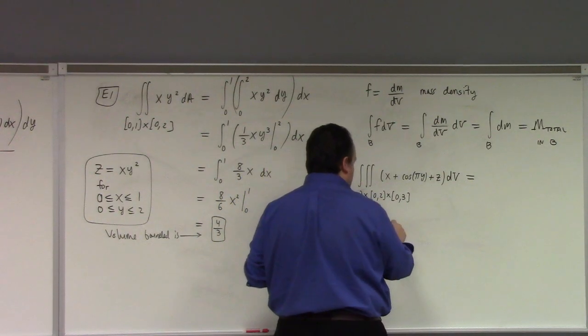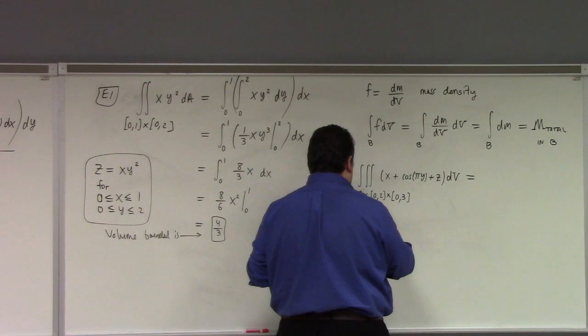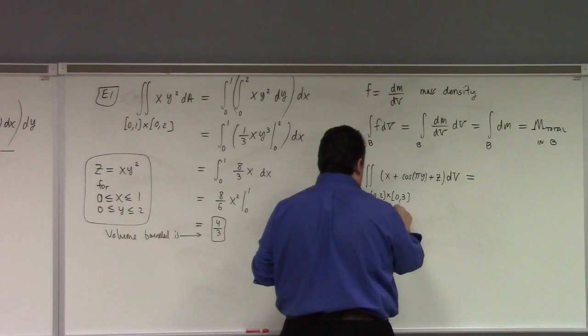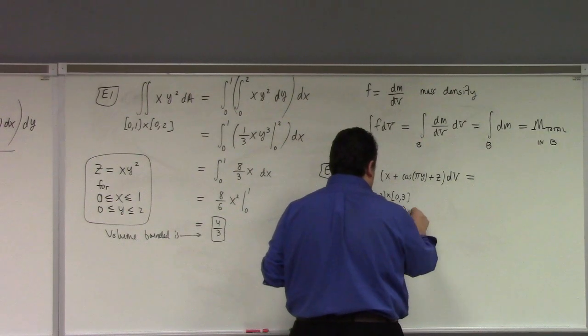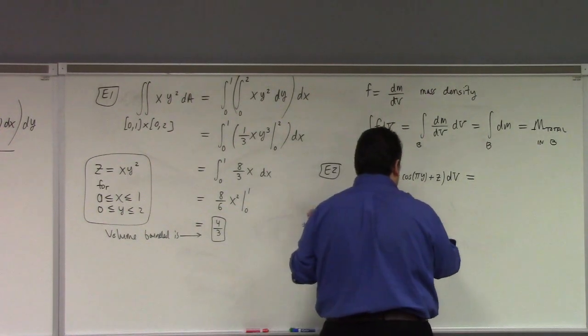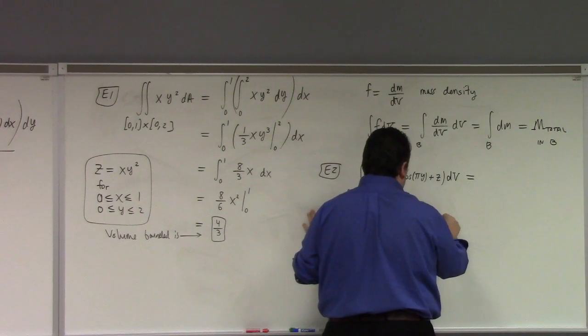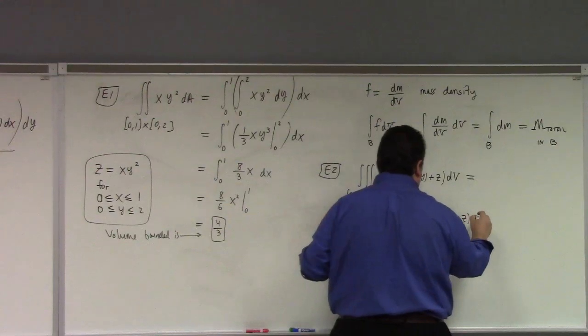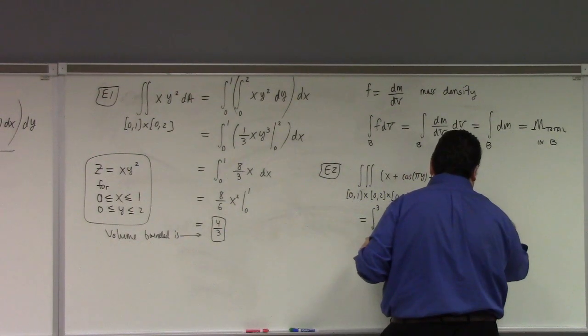So let's do the integral. I want to get the x integral out of the way first. So integral from 0 to 3, integral from 0 to 2, integral from 0 to 1. I'm going to mix things up here, all right? I'm going to do the x first, and then I did the y, and then I did the z.